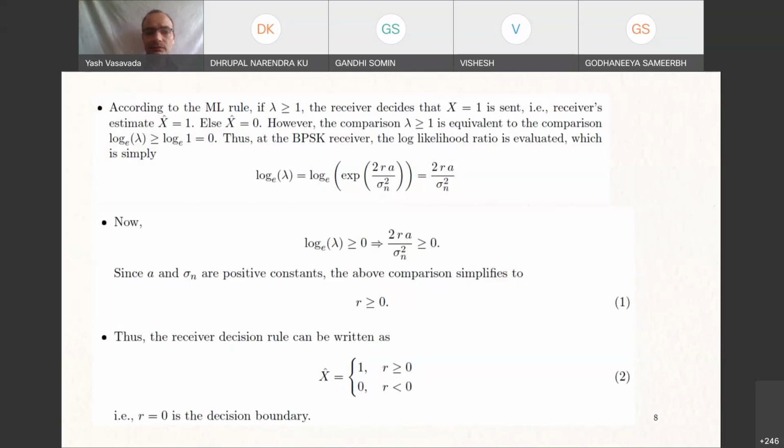Now, remember I had asked you, on your own, maybe even without looking at the slides, to repeat the same derivation for on-off keying. I've already given you the answer for on-off keying, that the decision boundary becomes A divided by 2. It is not 0 anymore. So derive that using the same approach. That will give you confidence in what we are talking about right now.